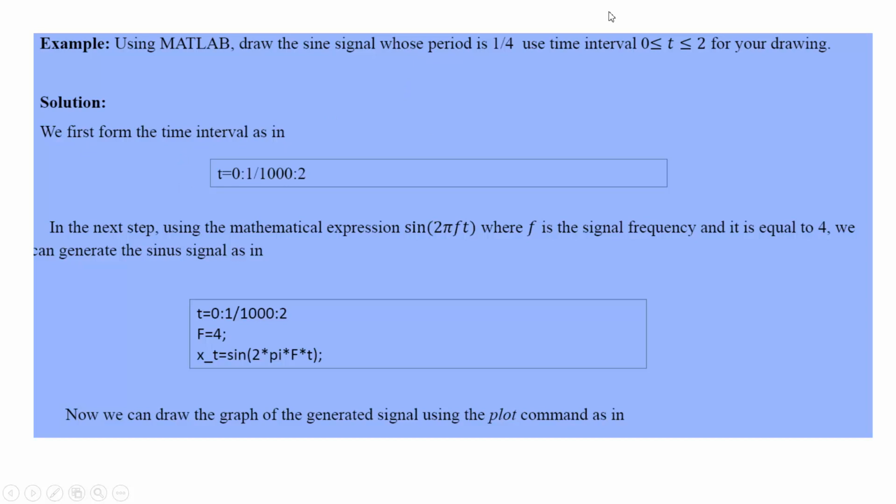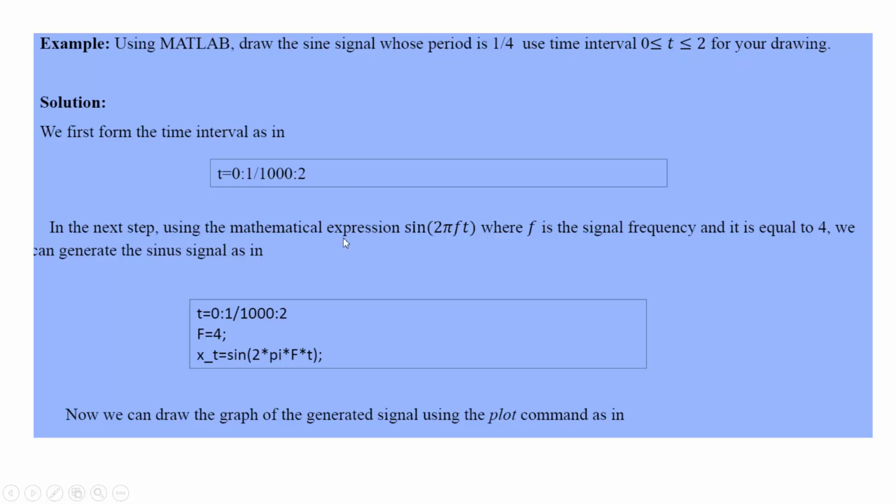Now to start with, because the range of the time given is from 0 to 2, we have to draw the signal. So we need to generate a time vector with the 1 by 1000 steps going from 0 to 2. If we write this code, this will generate a time vector with step size equal to 1 by 1000 going from 0 to 2, which is between this interval.